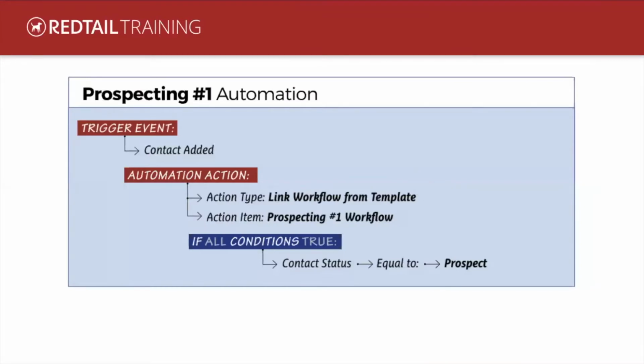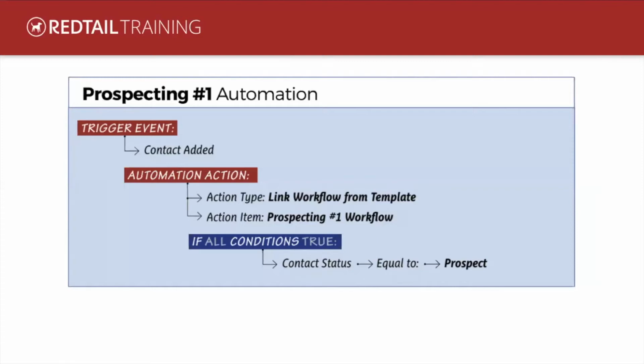So here's an example of a prospecting automation. Basically what this does is when we add a new contact into Redtail, it's going to automatically link the workflow template of prospecting number 1 if and only if the contact status is equal to prospect. So instead of me going in, typing in the contact, and then adding the contact to Redtail, and then once the contact's created, hitting the plus button in the corner and adding the workflow. No. That's too many clicks, right?